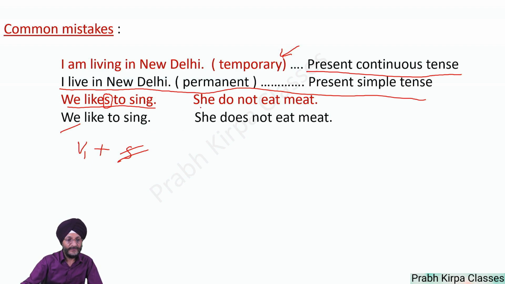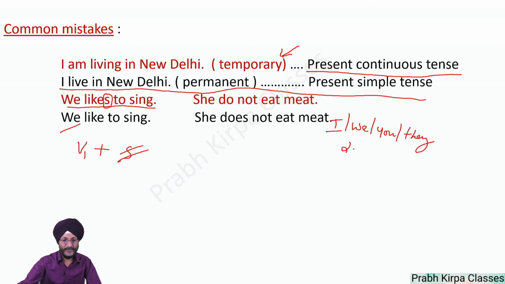Then another example is she do not eat meat. As already told, in the case of I, we, you, or they, you have to use the word do. And in the case of third person singular, you have to use the word does. So here you will say she does not eat meat.